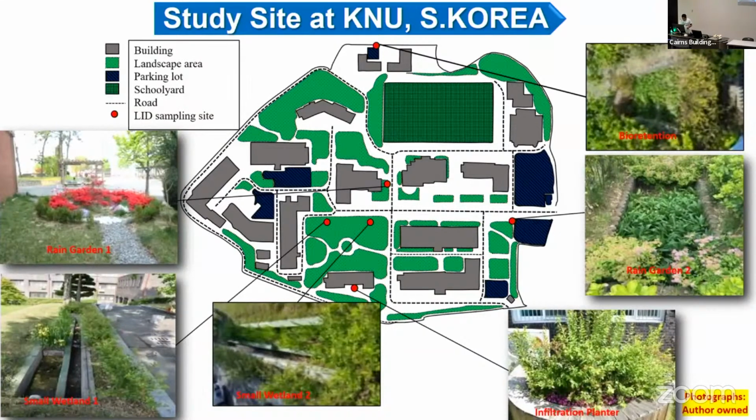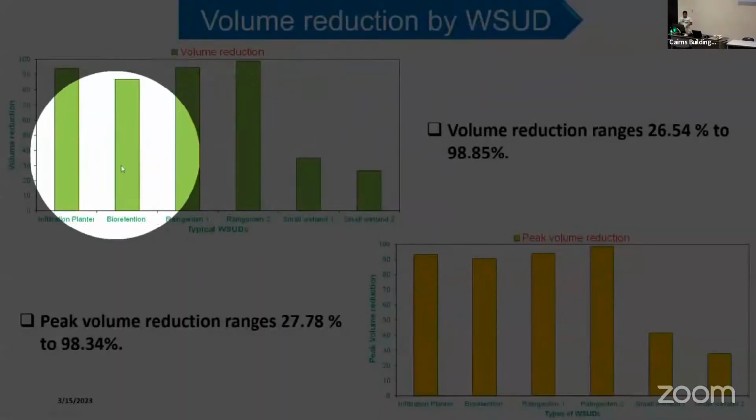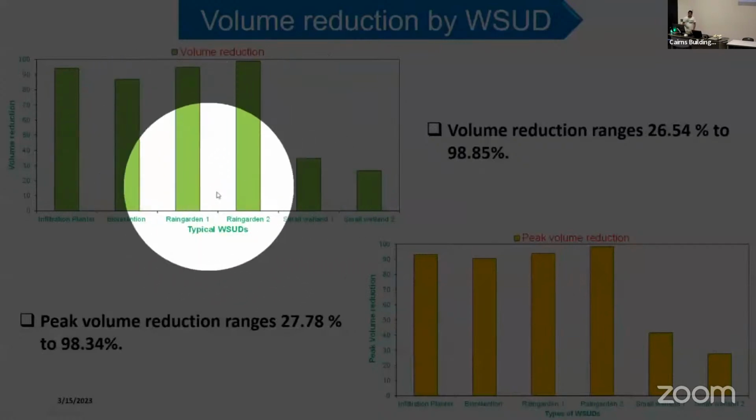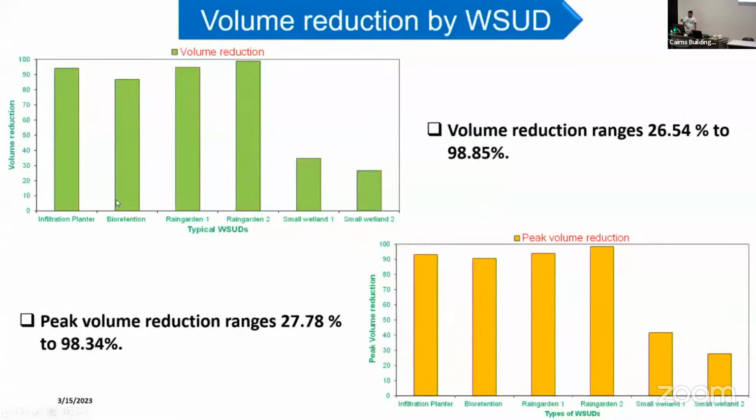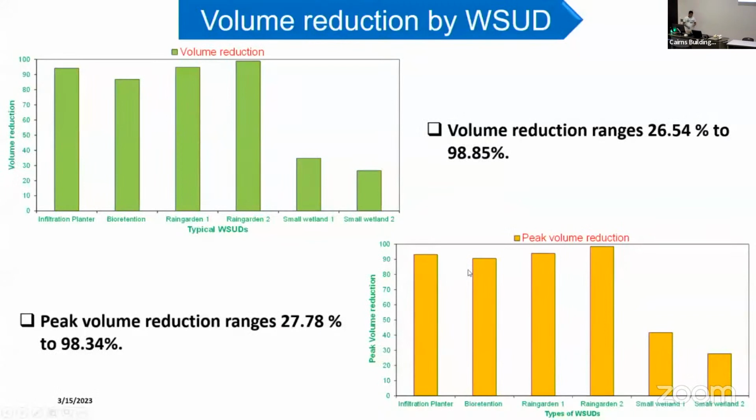I showed this in my earlier PPT. We can see the graph here, where I have presented the volume reduction and the peak volume reduction. We can see a good amount of volume reduction with the bioretention, the rain garden, and the infiltration planter, and similar results for the peak volume reduction. We talk about the peak volume reduction because when we think about flooding, we definitely have to think about what the peak runoff was at that moment. So I have included the peak volume reduction as well.